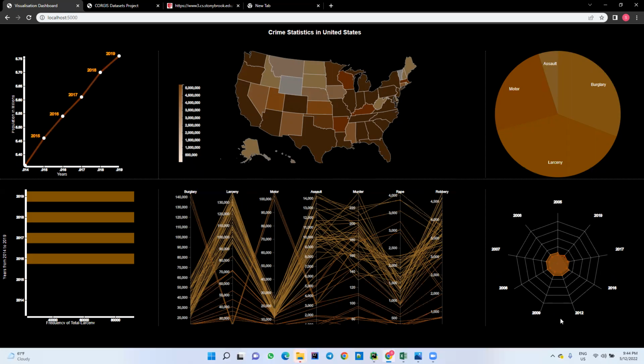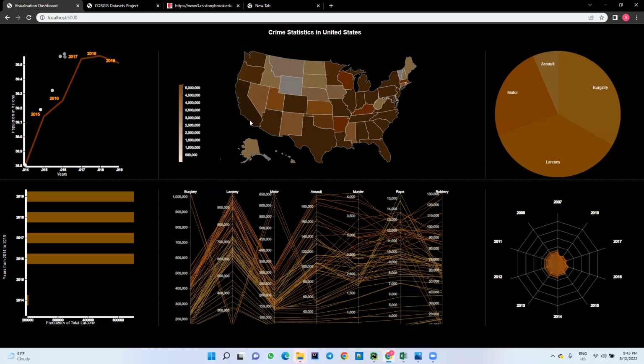Moving on to the radar chart. The radar chart gives the 3 most prominent crimes in a state in the US across the years from 2005 to 2019. This is for the state Colorado. So we can see the 3 most prominent crimes over here are larceny, motor, and burglary. If I select California, this radar chart is getting updated with the California data set. So the 3 most prominent crimes over here are also larceny, motor, and burglary.